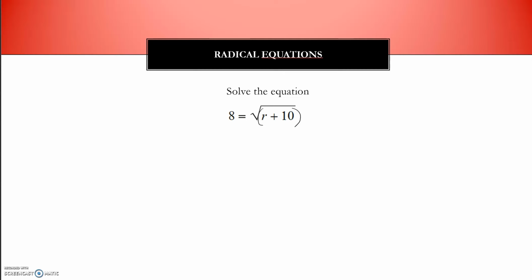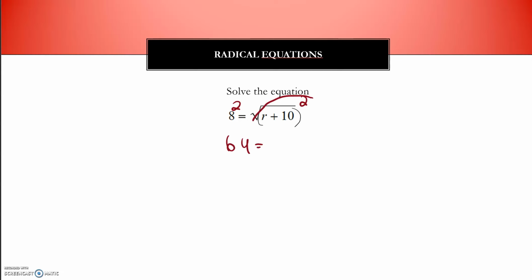So we have to make the radical go away before we can subtract 10 from each side. So you should not be taking things out from underneath the radical. You have to get rid of the radical first. So in order to do that, just like with any other operation, we're going to do the opposite. So in this case, the opposite is the second power. So we're going to cancel that out.